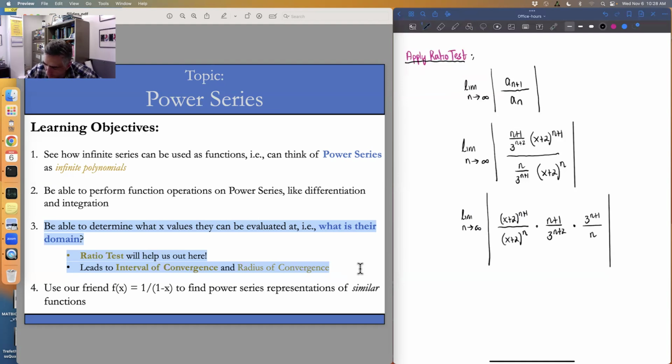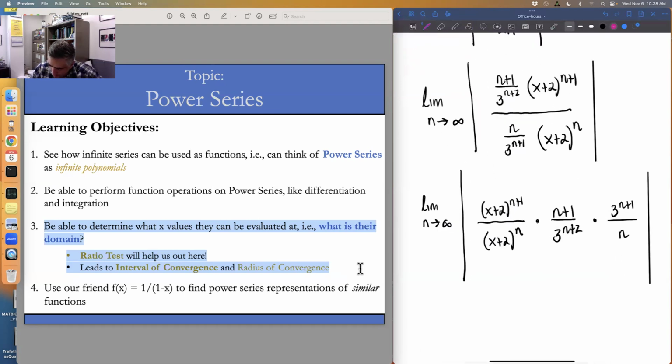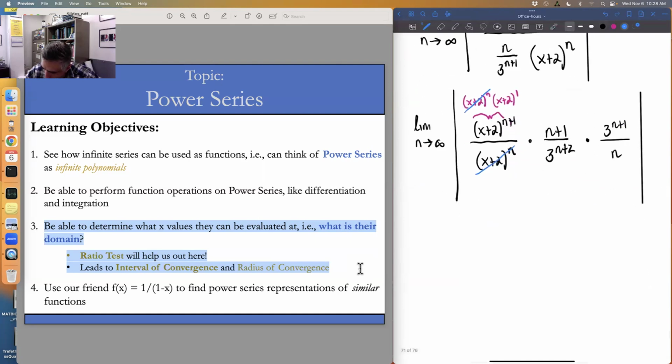And here's where we can start simplifying some of the terms. So for example, if we look into this (x+2)^(n+1), we could write this as (x+2)^n times (x+2) to the first. And we can cancel out then a factor of (x+2)^n from the numerator and denominator.